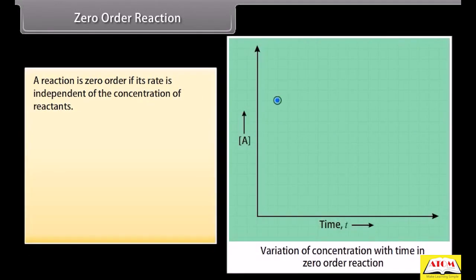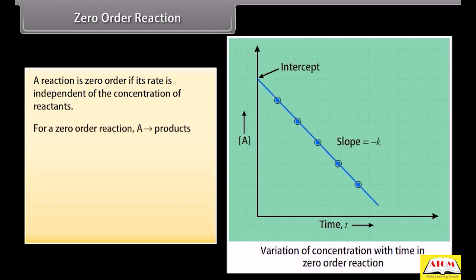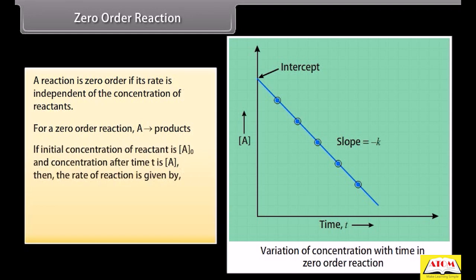Zero-order reaction. A reaction is zero-order if its rate is independent of the concentration of reactants. For a zero-order reaction, A is changing into products. If the initial concentration of reactant is [A]0, and concentration after time t is [A], then the rate of reaction is given by minus d[A] by dt is equal to the product of k and [A] raised to the power 0, which is equal to k.